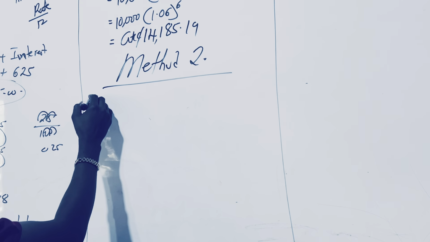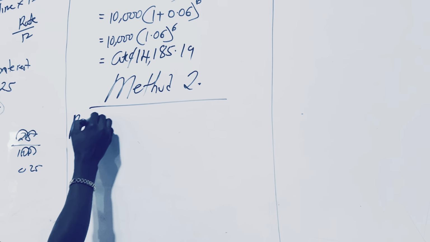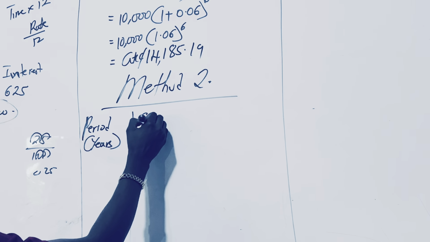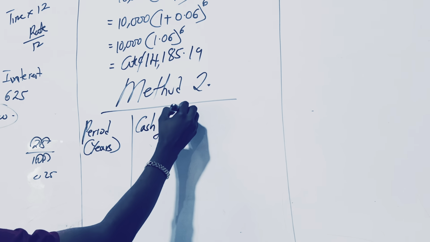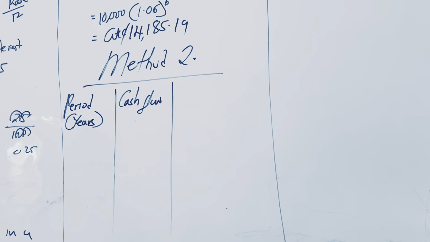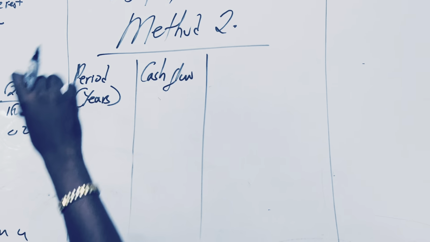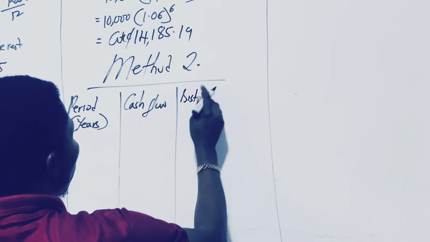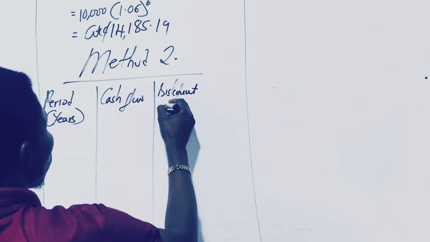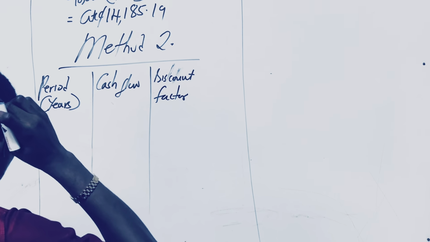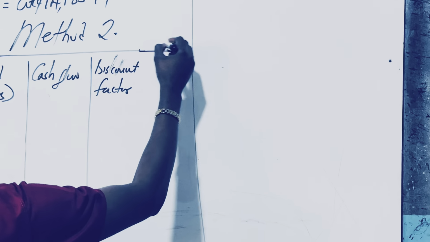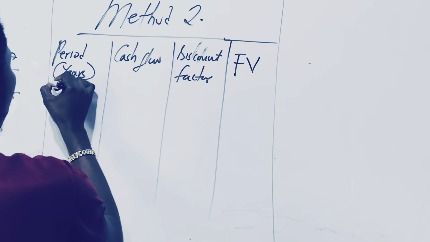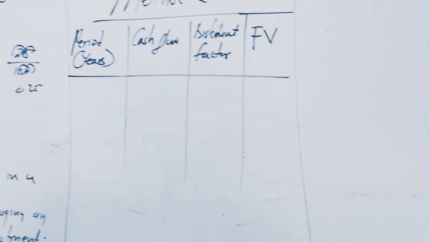So the table, what do we have here? We have our period, that is the years. Then we have our cash flow, the amount of money that is leaving your hand or leaving your business. That's the amount of money you are depositing or you are using for your investment. And then we have what we call our discount factor. Then we have our future value. That is it. It's very, very simple.